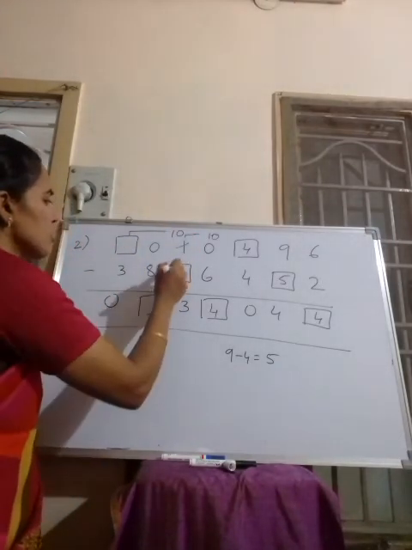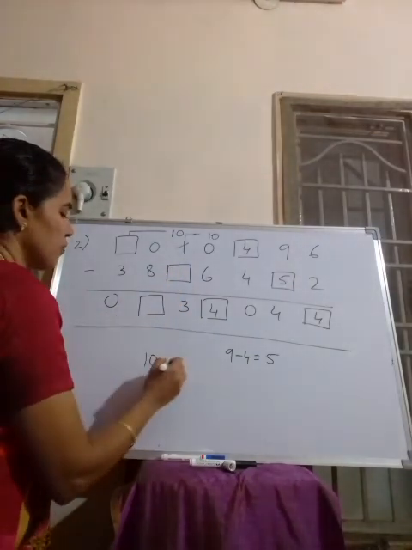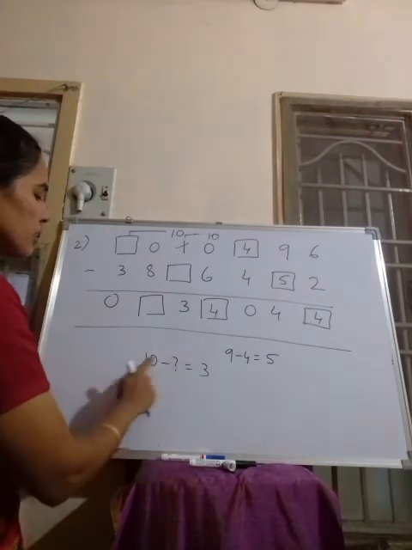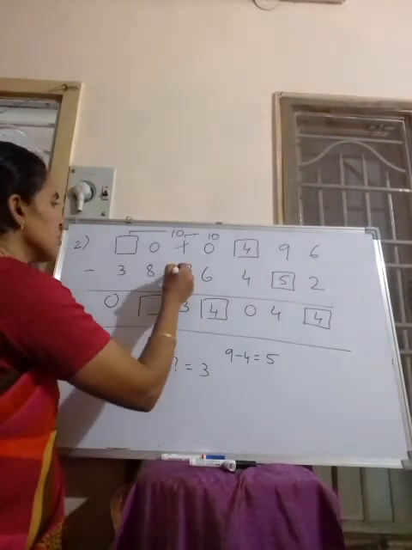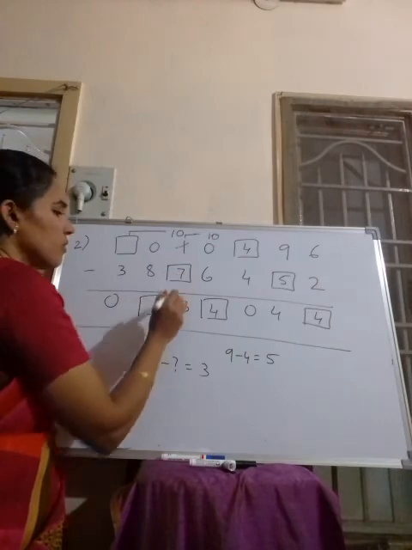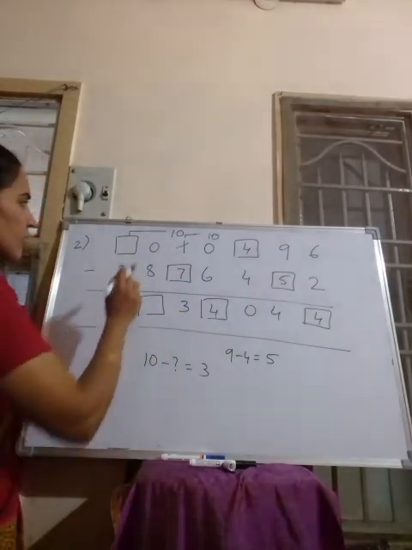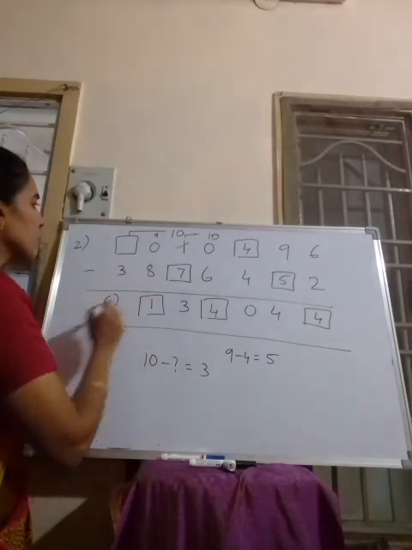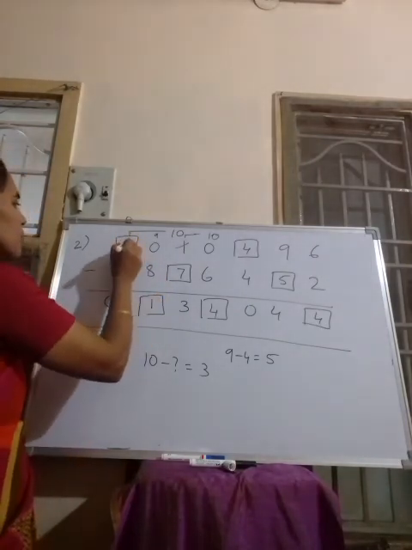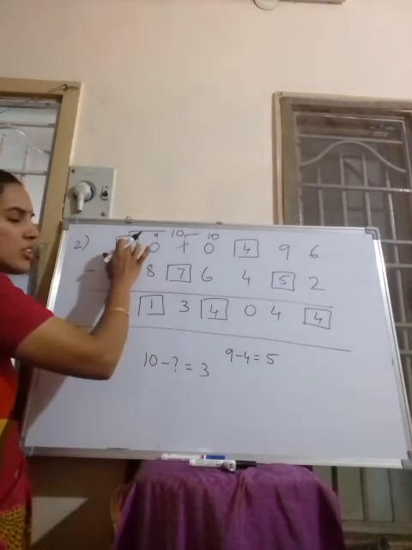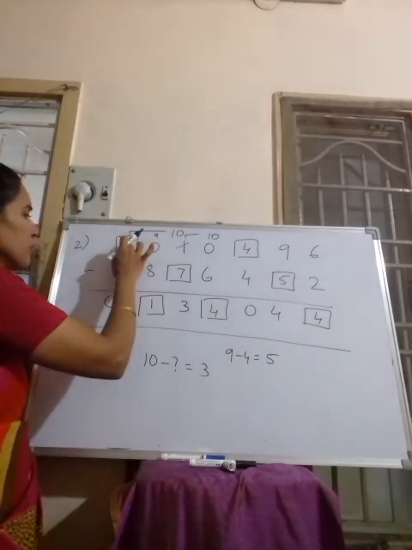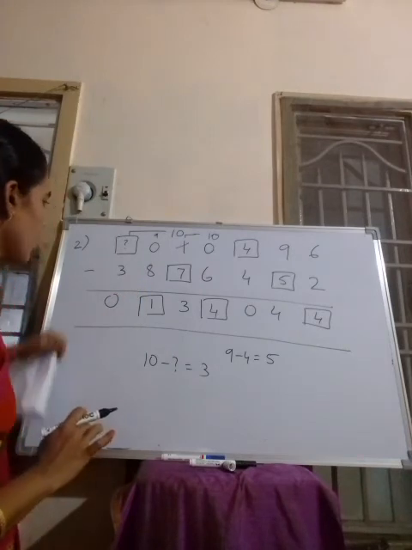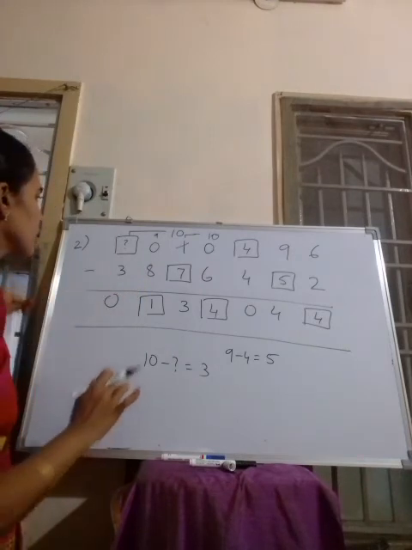10 minus which number gives 3? To know that number, subtract 3 from 10. 10 minus 3, 7. 10 minus 7 gives 3. Now the middle 0 becomes 9. 9 minus 8 gives 1. Now to know this digit of the minuend, minuend is equal to 3 and 0, we have to add. 3 plus 0, 3 only.